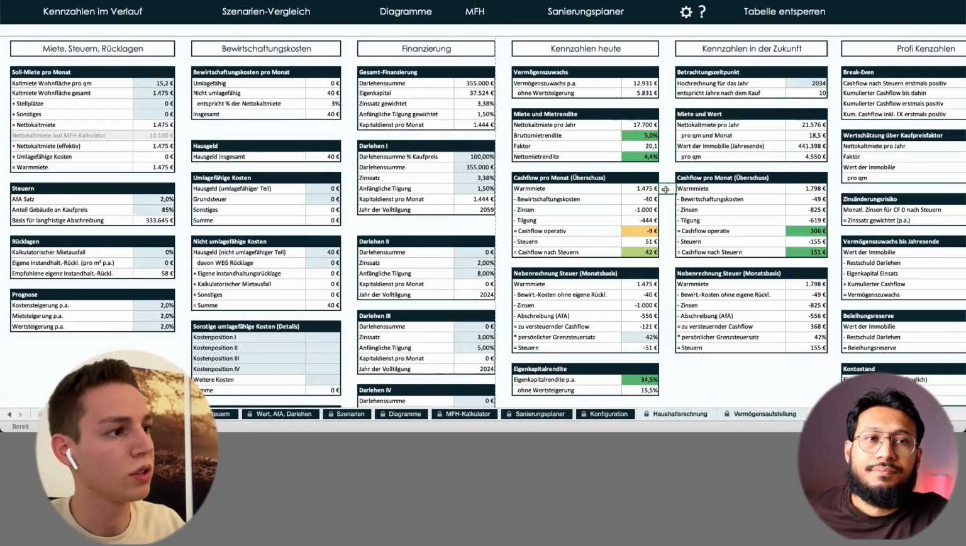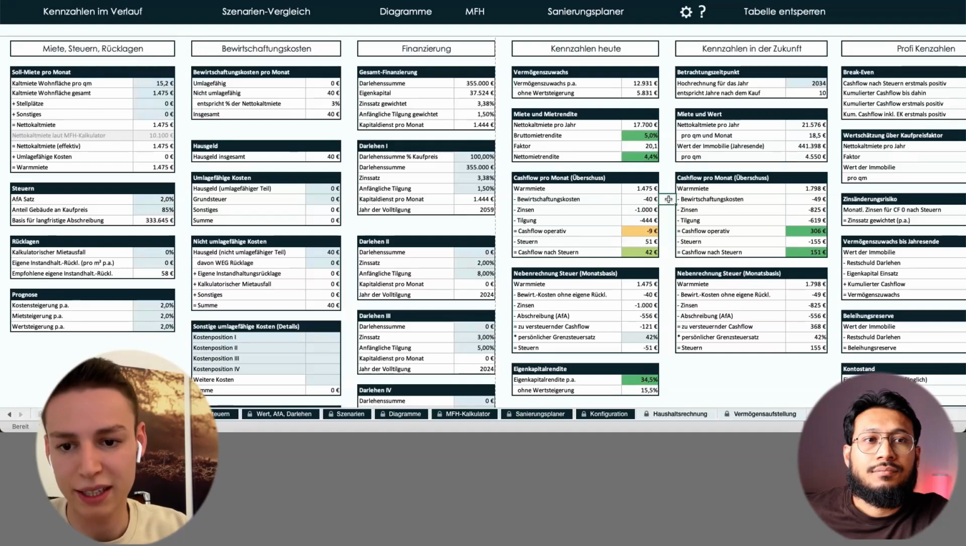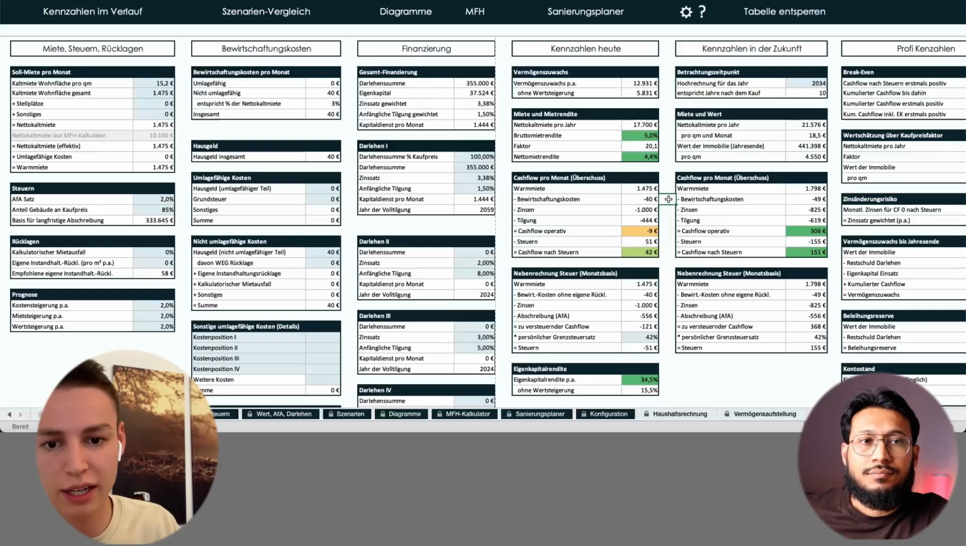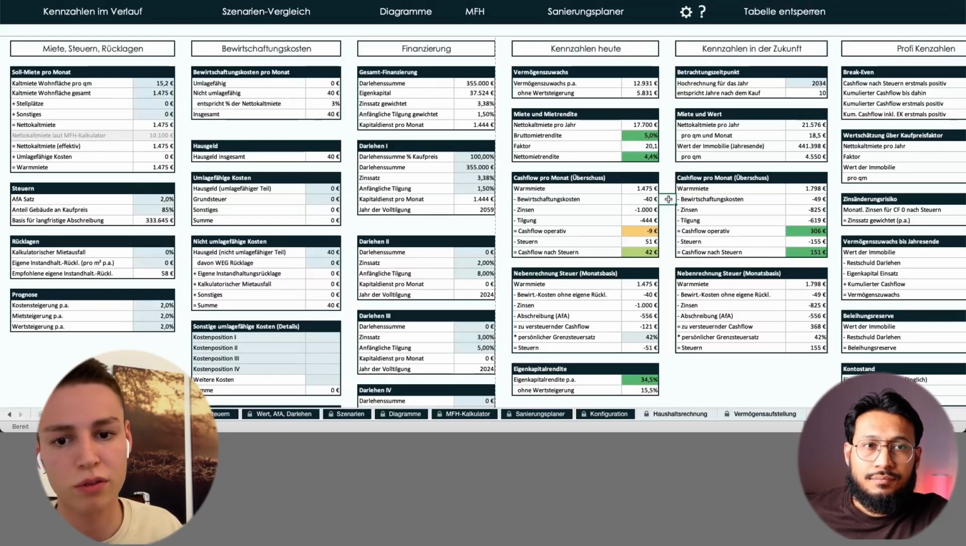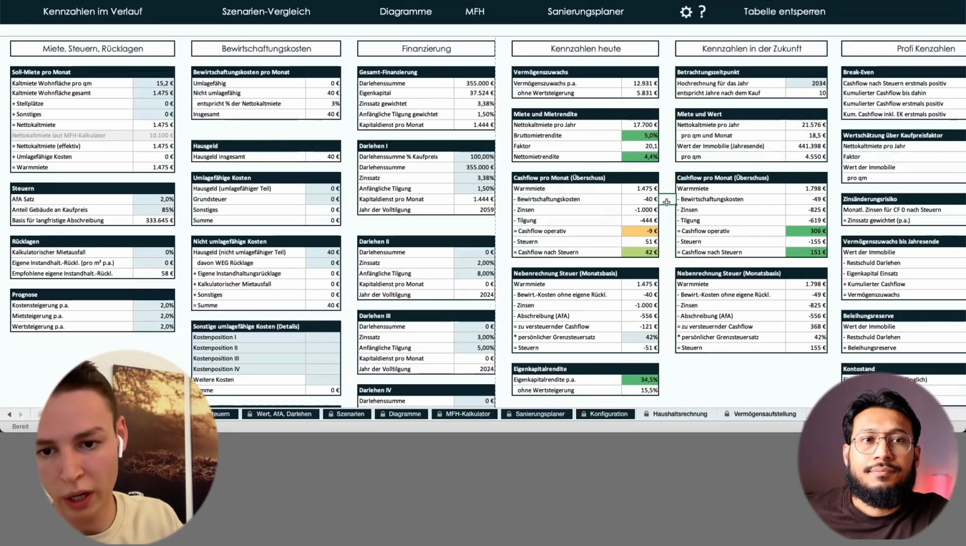Which you see here, you have 1,400 euros a rent or 1,500. Then you have 40 euros in operating costs, basically the Hausgeld that you cannot charge your renter for. So there's a Hausgeld and a nicht umlagefähige Hausgeld. And the nicht umlagefähige is basically just cost to you, which is 40 euros for this example, which is very low, right?